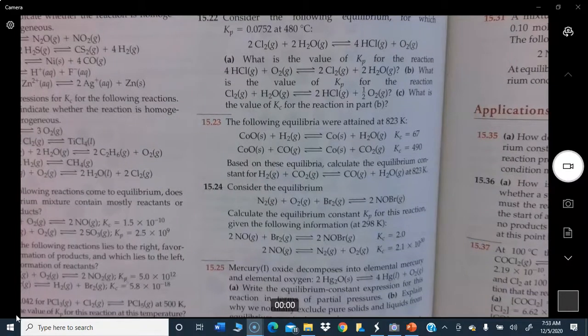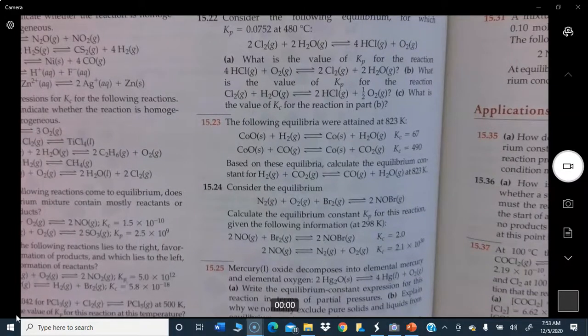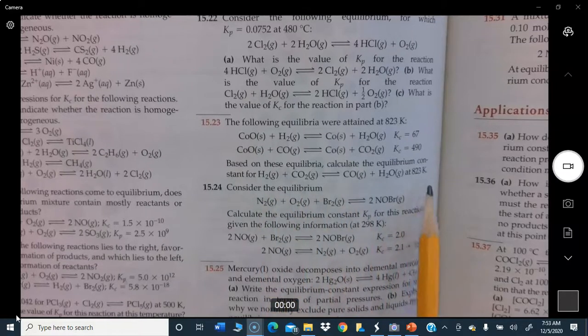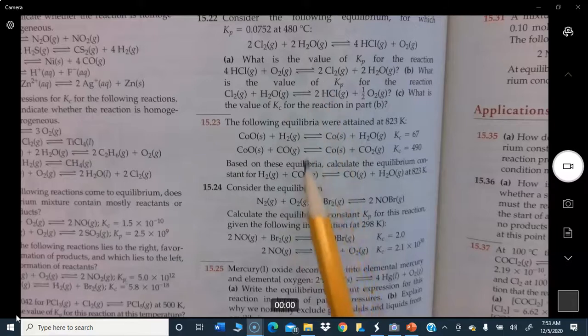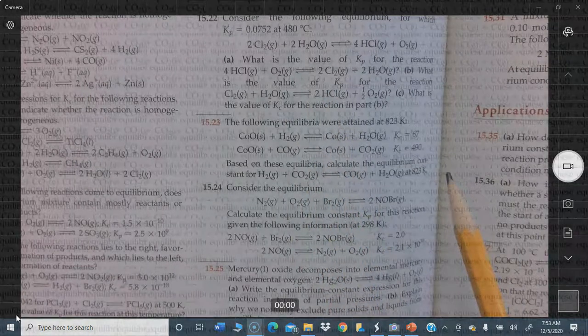Alright, question 1523. It says the following equilibria were attained at 823 Kelvin. And it gives you 2 equations along with their equilibrium constants. Based on these equilibria, calculate the equilibrium constant for this, being the target reaction right here, at the same temperature. Again, the significance is that the temperature didn't change, so those values don't change. Alright, so you should go ahead and write all 3 of these equations down along with the equilibrium constants.